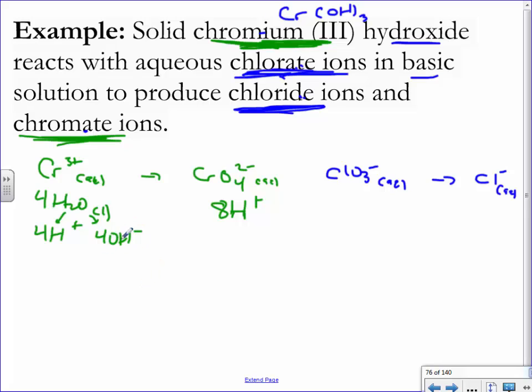Well, now I can work with my hydroxides. The problem is, though, if I try to do that, see how I could start to cancel these hydrogens on both sides here? Does it exactly cancel? Not yet. So I got a trick for you.